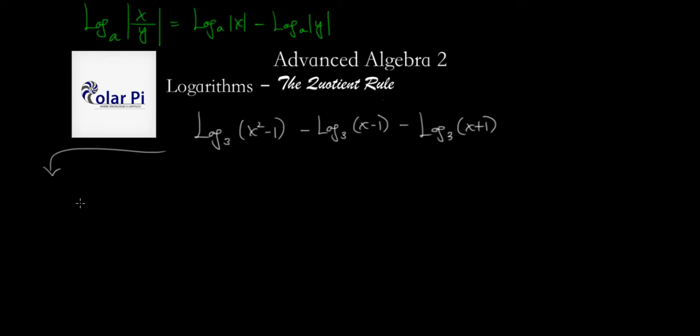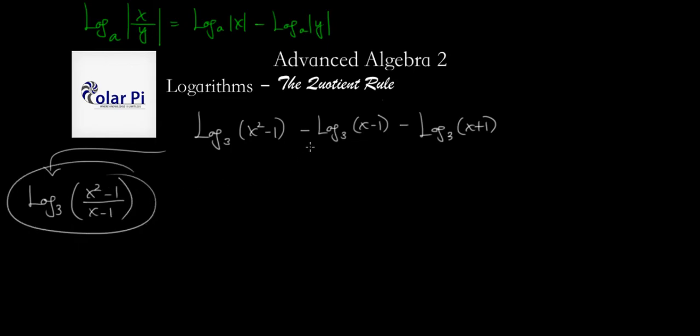If we take this approach, we want to use the quotient rule here to go from this form to that form, right? So that would mean we write log base 3 of x squared minus 1 divided by x minus 1, right?